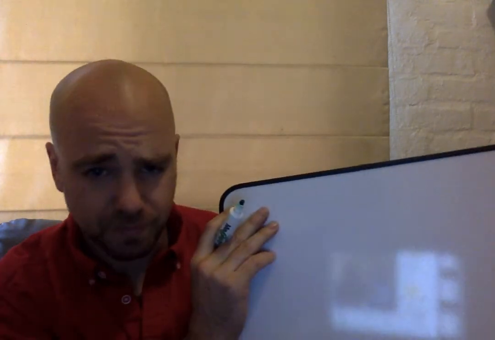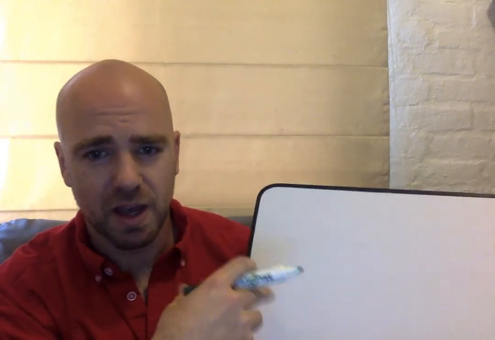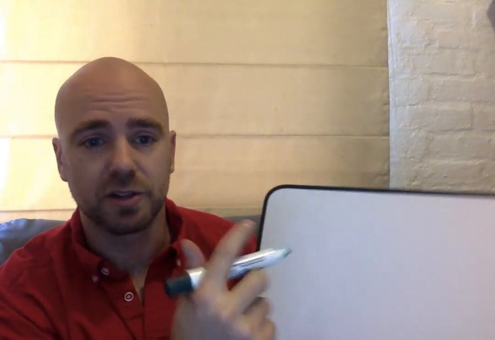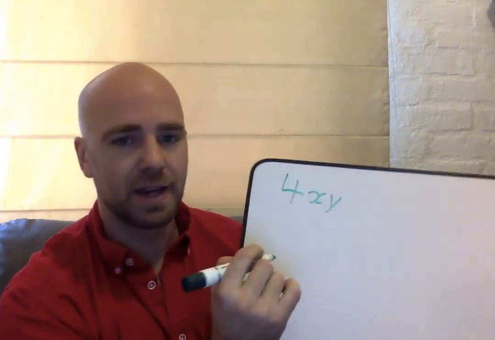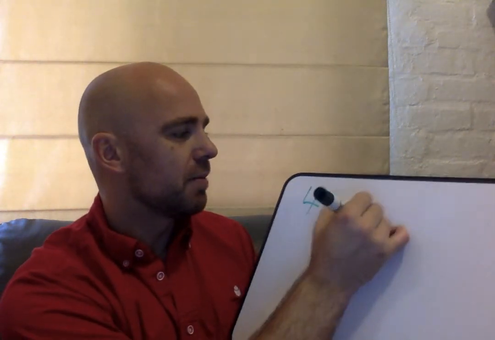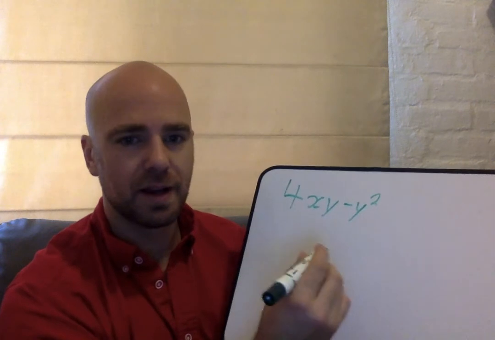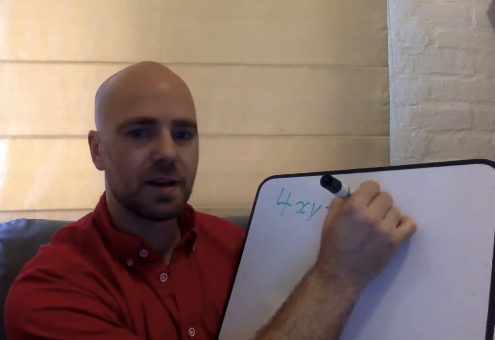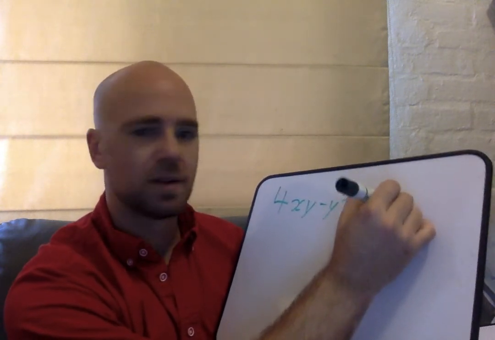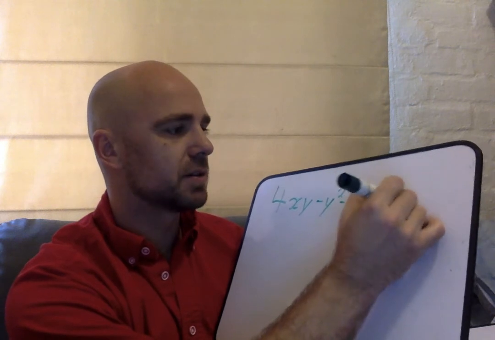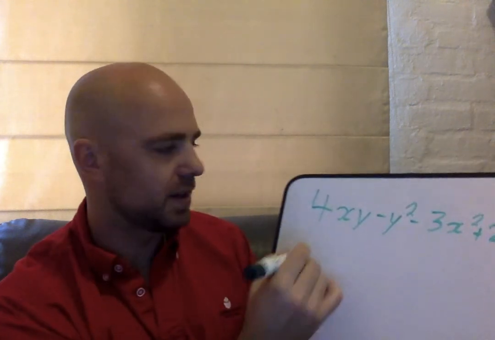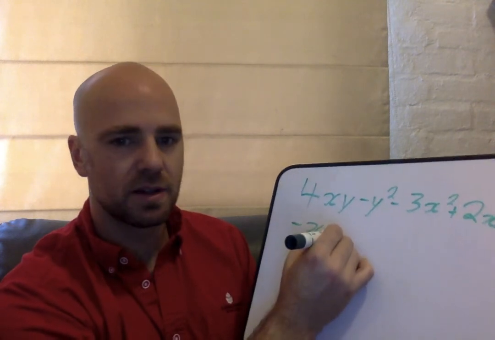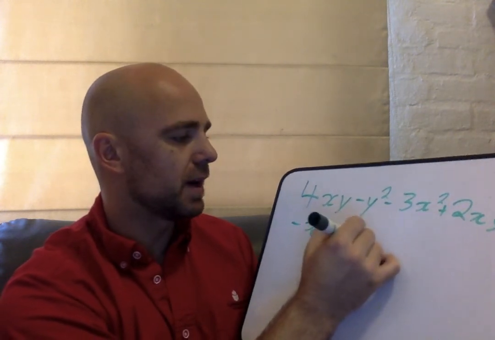Okay, last one that we're going to go through. This one might be a little bit more confusing, but we're still just grouping our like terms. Okay, so if we have something like 4xy, okay, now we've got multiple terms. Minus y squared, okay, minus 3x squared, plus 2xy, I'm going to have to go to another line, minus x, minus 3y squared.